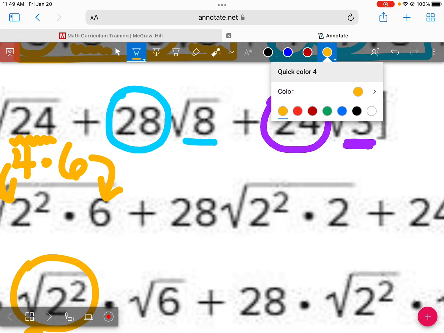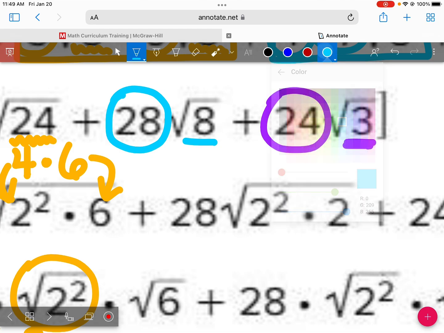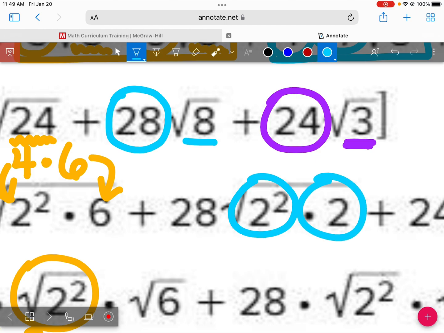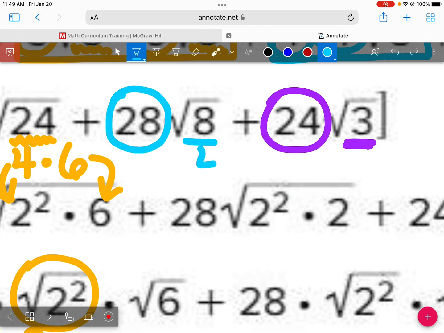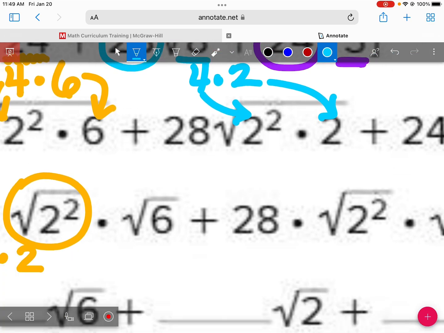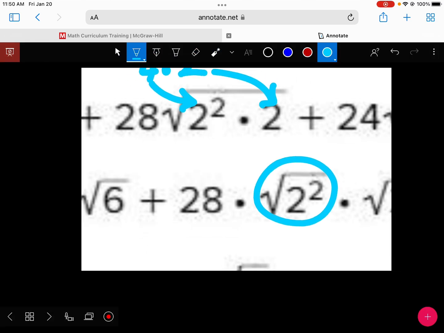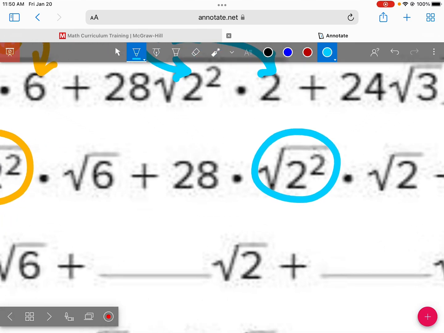They took 8 and broke it down. How did they break this down? It's what times what? They wrote it differently, but what is 2 squared? So they wrote 4 times 2, but then they rewrote the 4 as 2 squared. Because as we've already discussed, the square root of 2 squared is just 2.